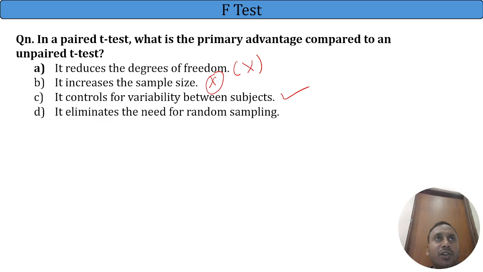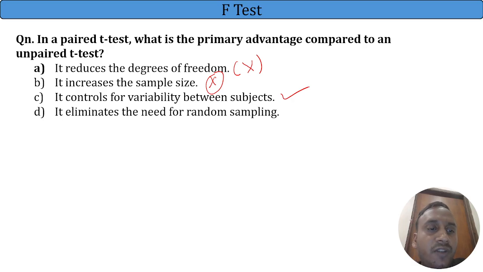Excuse me, sir. Do we mean between subjects in the same group only? Yeah, the same group. Only within the subject. We are not going to compare one subject to another subject; within the subject, pre and post. So it's going to control the variability between the subjects themselves. For paired, it's always within the subject. It will not go beyond the subjects.